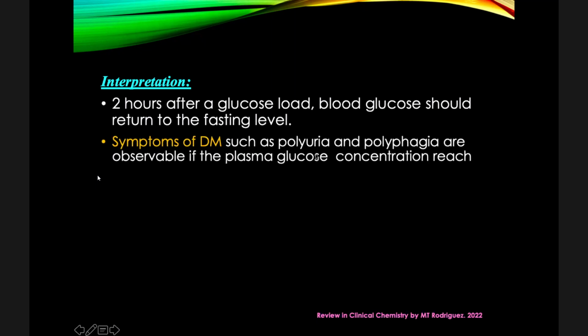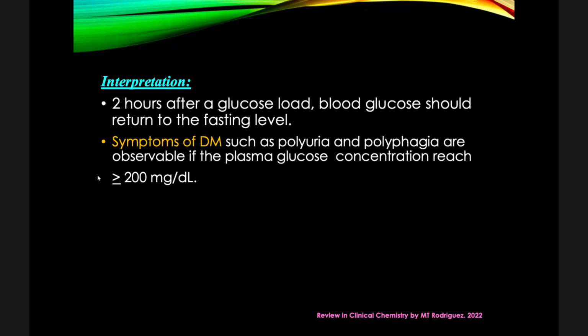Symptoms of DM such as polyuria, polyphagia are observable if the plasma concentrations reach 200 and above. Kaya di ba sabi ng patient, Doc, hindi po ako naniniwala sa sinabi niyo sa akin na meron po akong diabetes mellitus. Why? Kasi Doc, ito nabasa ko sa Google search, pag meron ka daw pong DM, meron kang polyuria, excessive urination, wala po ako nun. Pag meron ka daw pong diabetes mellitus, meron kang excessive eating, wala rin po ako nun. And there should be polydipsia, excessive thirst, wala rin ako nun, Doc. So I think that result from the laboratory is fraudulent, false, and incorrect.